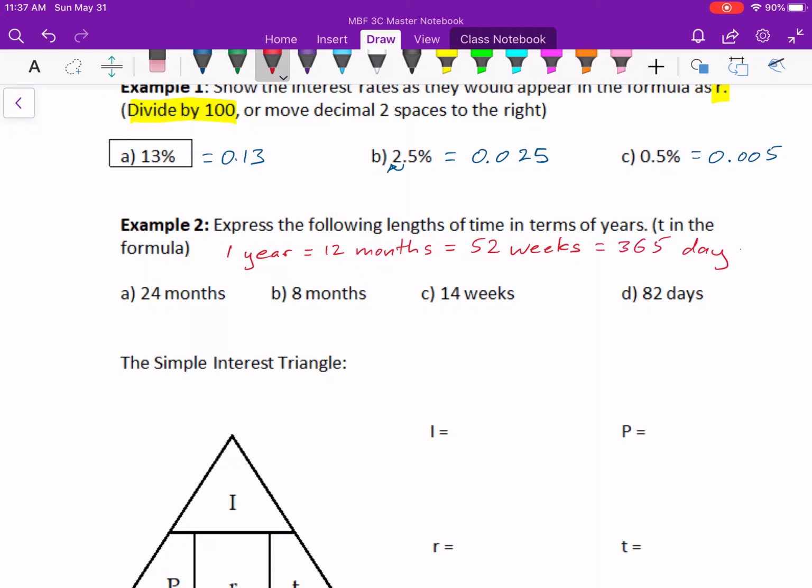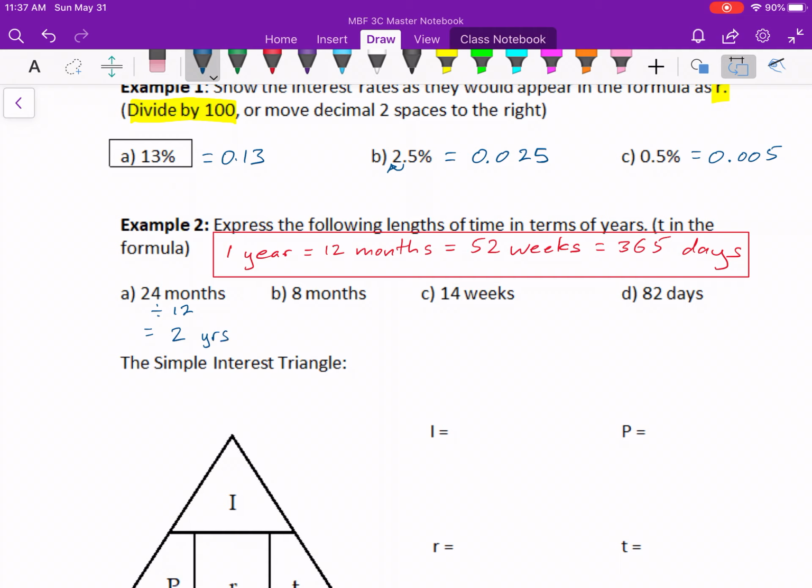So that's a conversion factor that we can use to convert from these different units. If something's given as 24 months, I want this to be in years, so I'm going to divide that by 12 months per year, and that equals 2 years. 8 months, still divide by 12. Anytime I see the word months, I'm going to divide by 12.